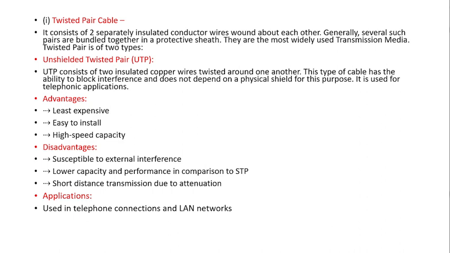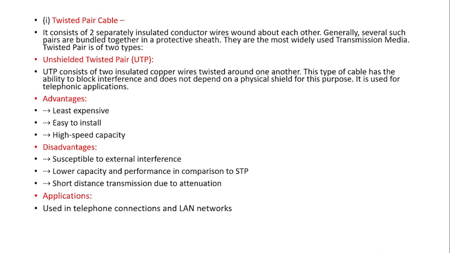So what is UTP? There is no shielding for this twisted pair. It is two insulated copper wires twisted around one another, and this cable has the ability to block interference without depending on a physical shield, because the twisting cancels the disturbance and noise that comes inside these wires.